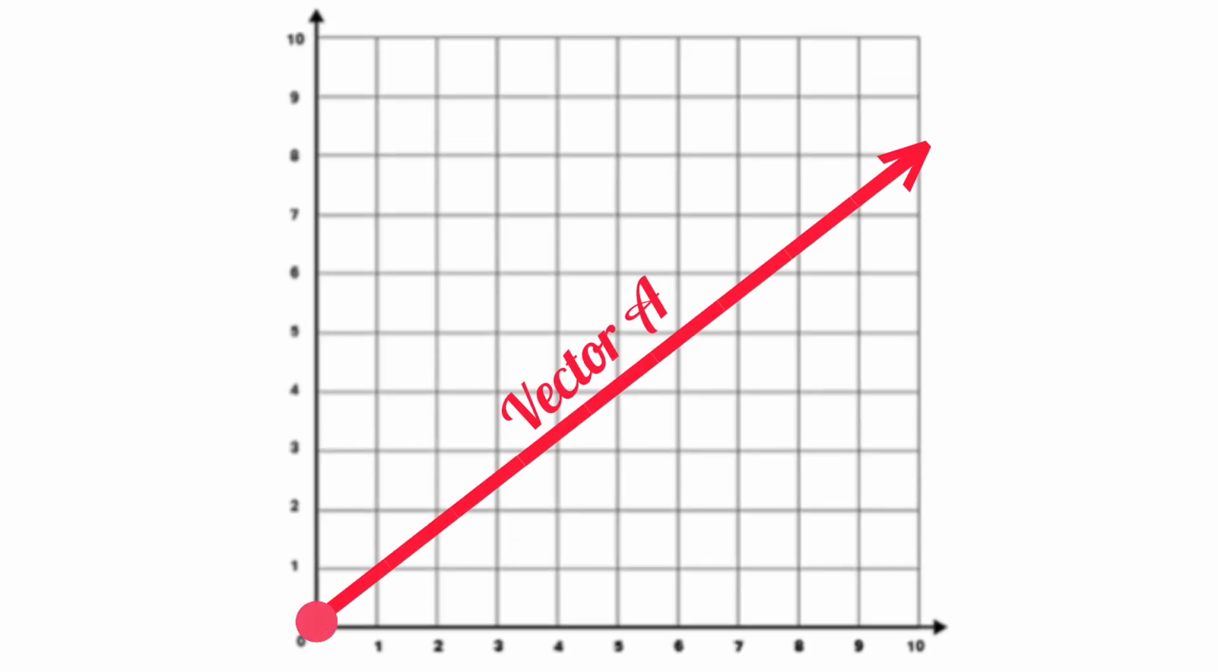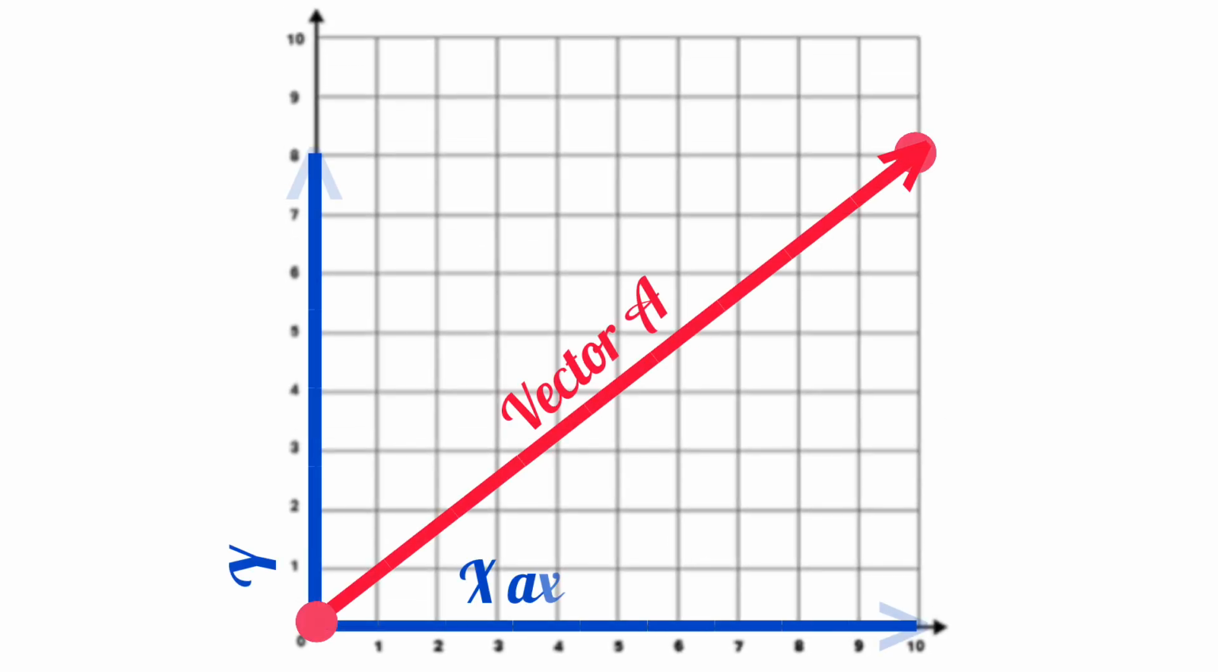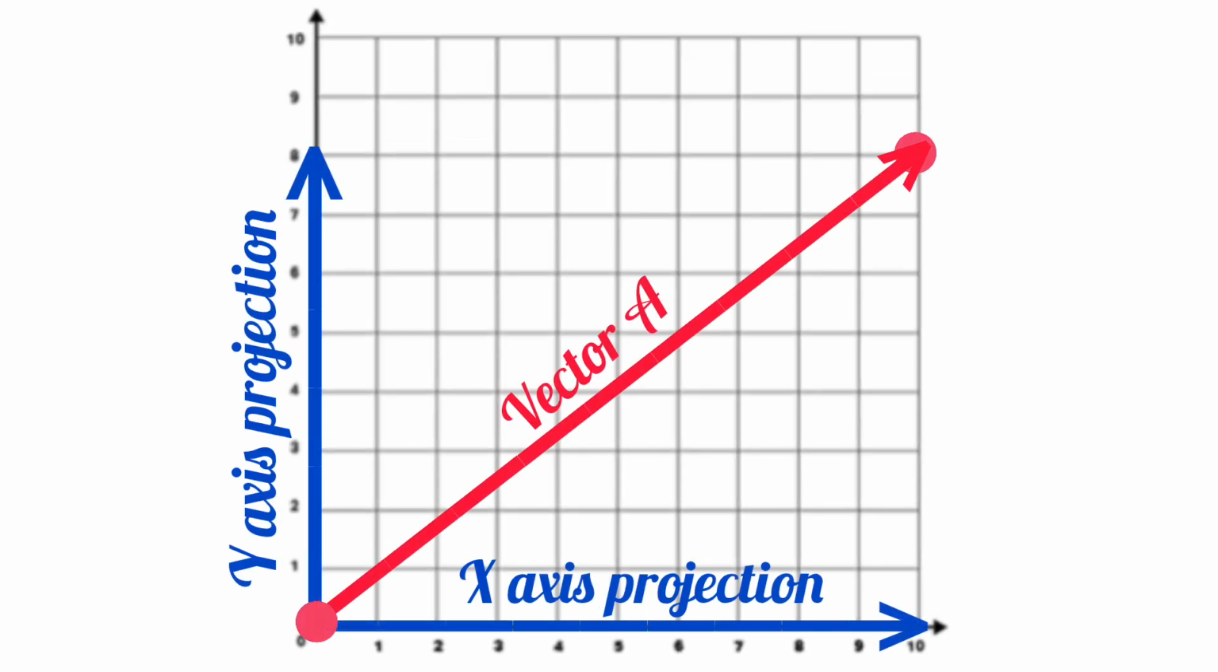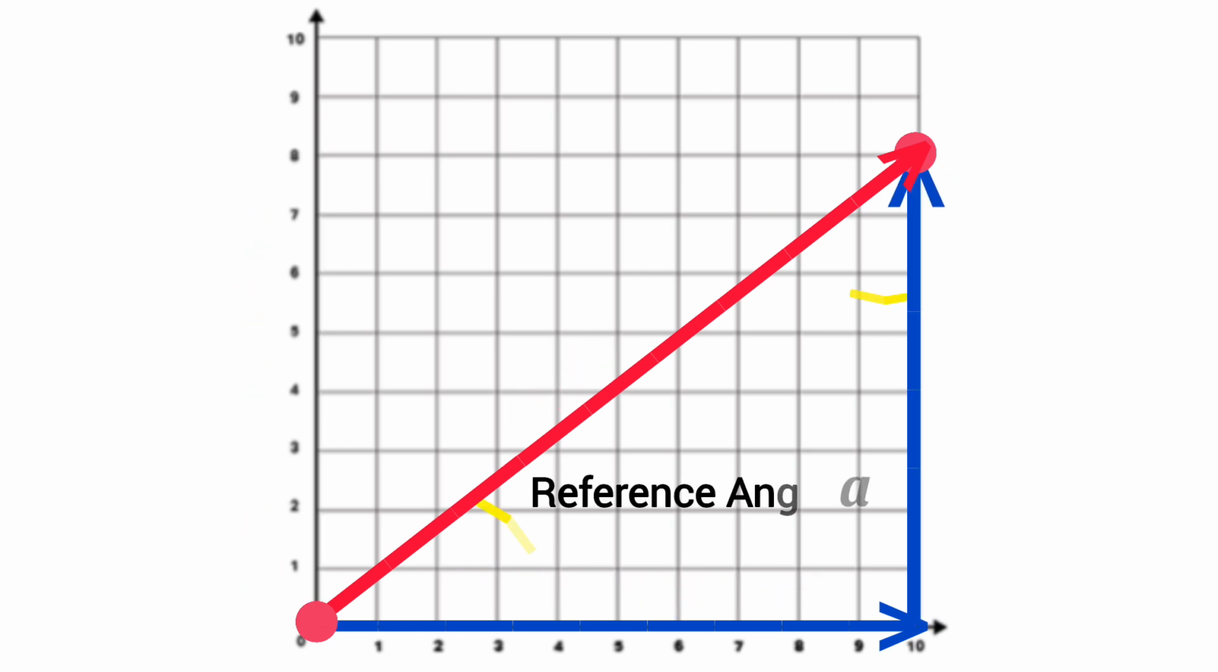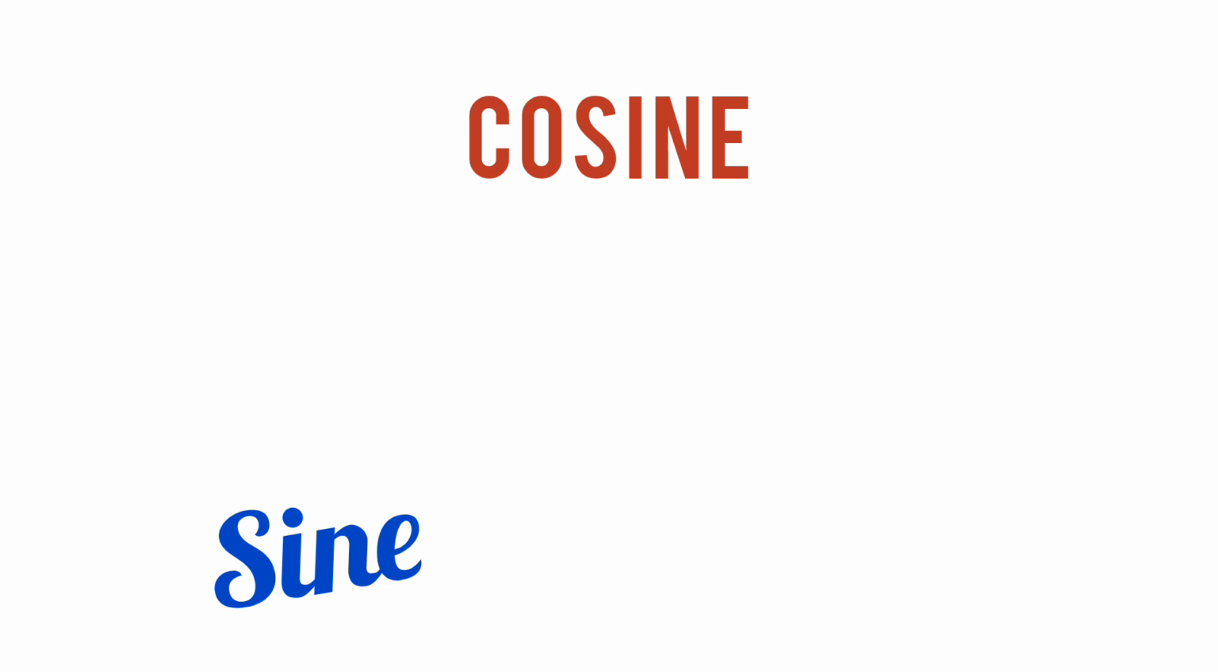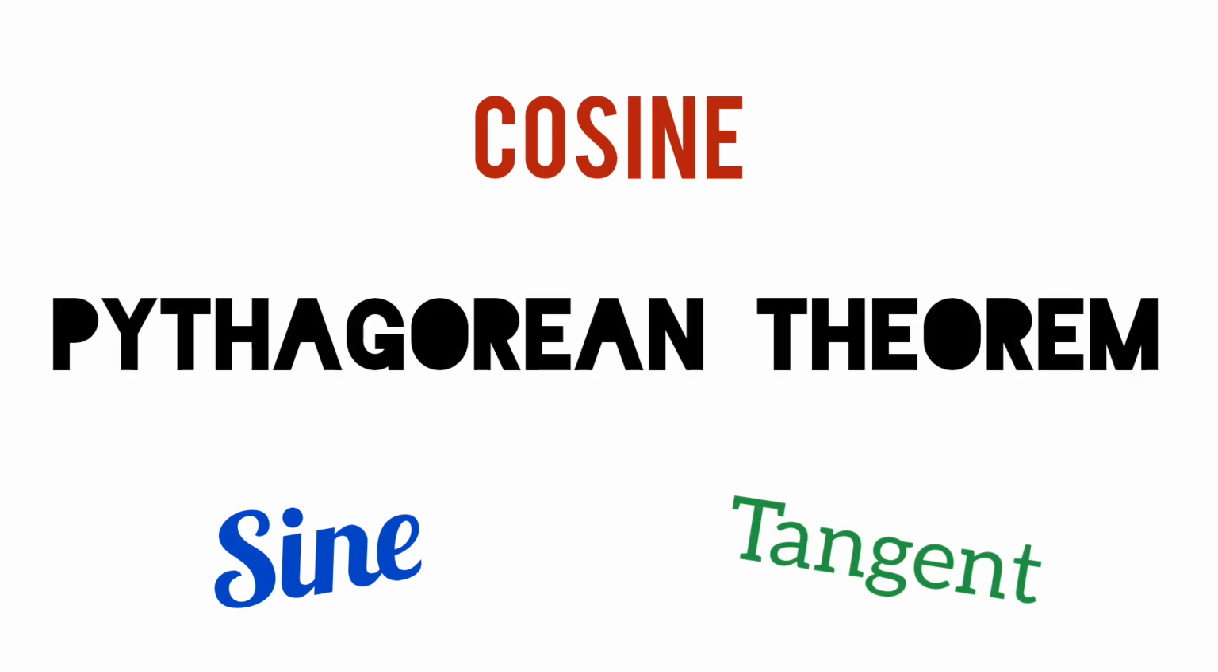But first, it's important to know that every vector can be seen as the resultant of two special component vectors that are projected onto the coordinate axis. If we were to find these vectors, we usually use a reference angle, which is the acute angle between the vector and its horizontal coordinate axis. Most physics problems use right triangles. So by using the trigonometric functions and the Pythagorean theorem, we can find the unknown variables of a vector triangle.